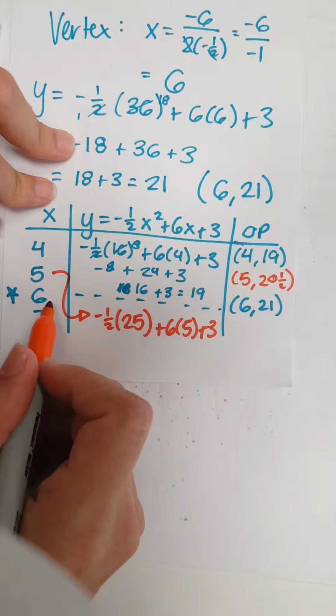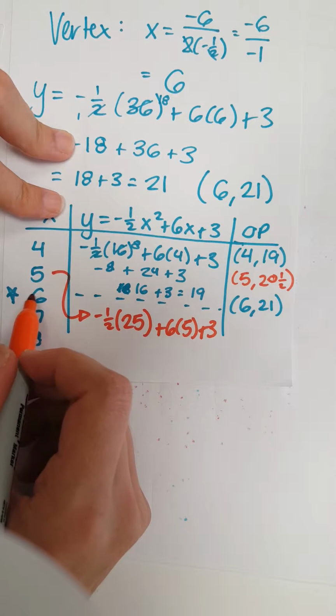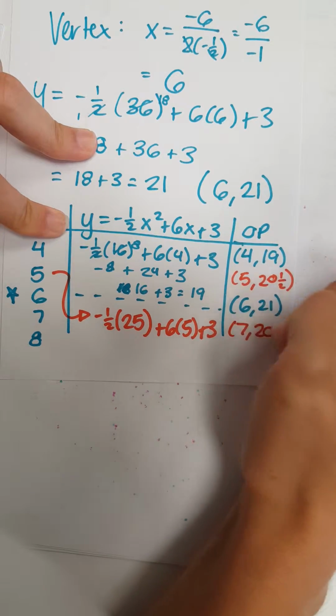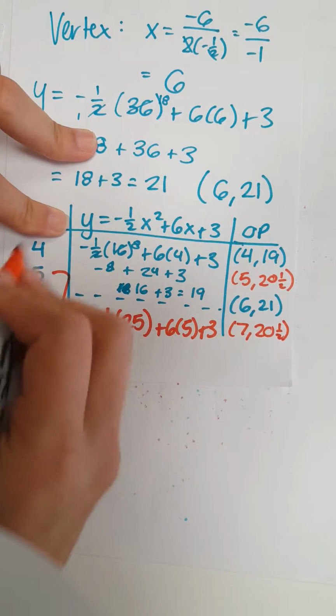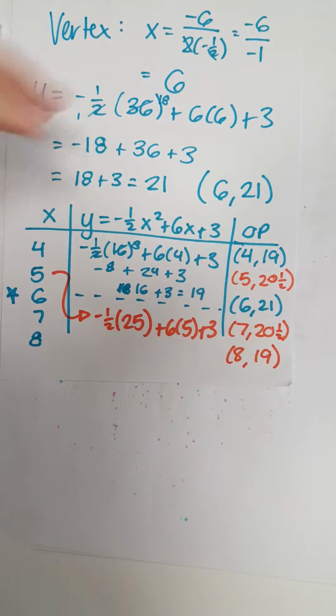But now we're dealing with fractions. Remember, we dealt with fractions the other day, and that makes it a little harder. But if it's 1 below, 1 above is going to be the same, right? So 7, 20½. 2 above, 2 below, 8, 19. So there are all our ordered pairs. Let's go ahead and graph it then.